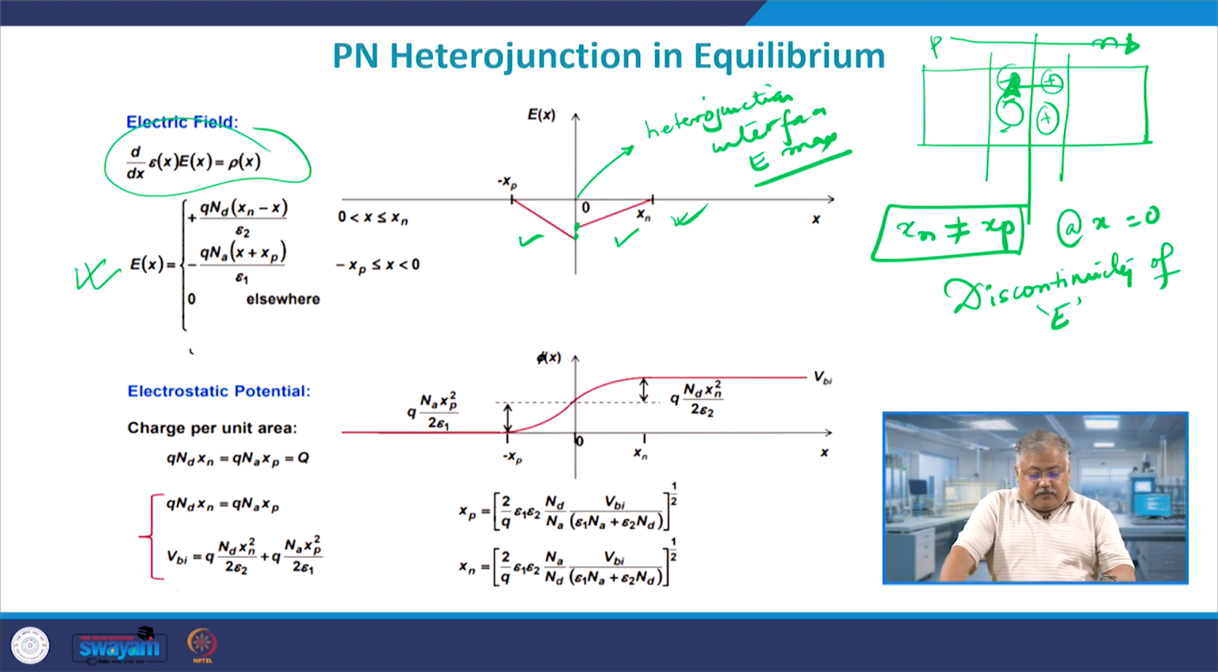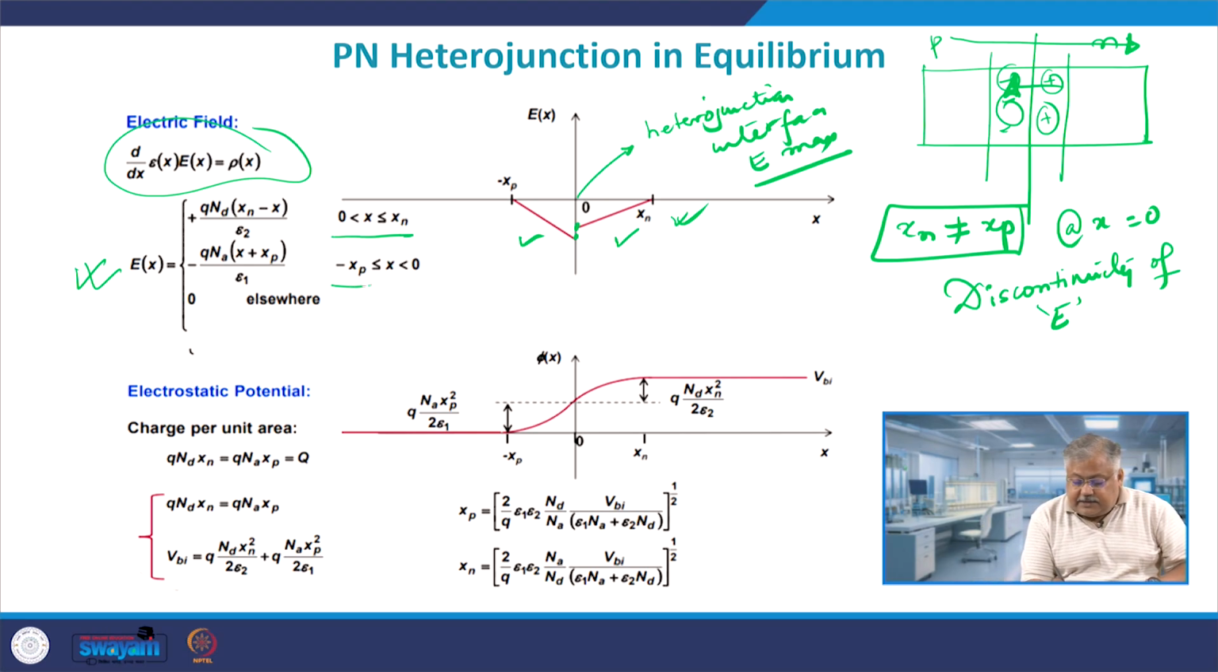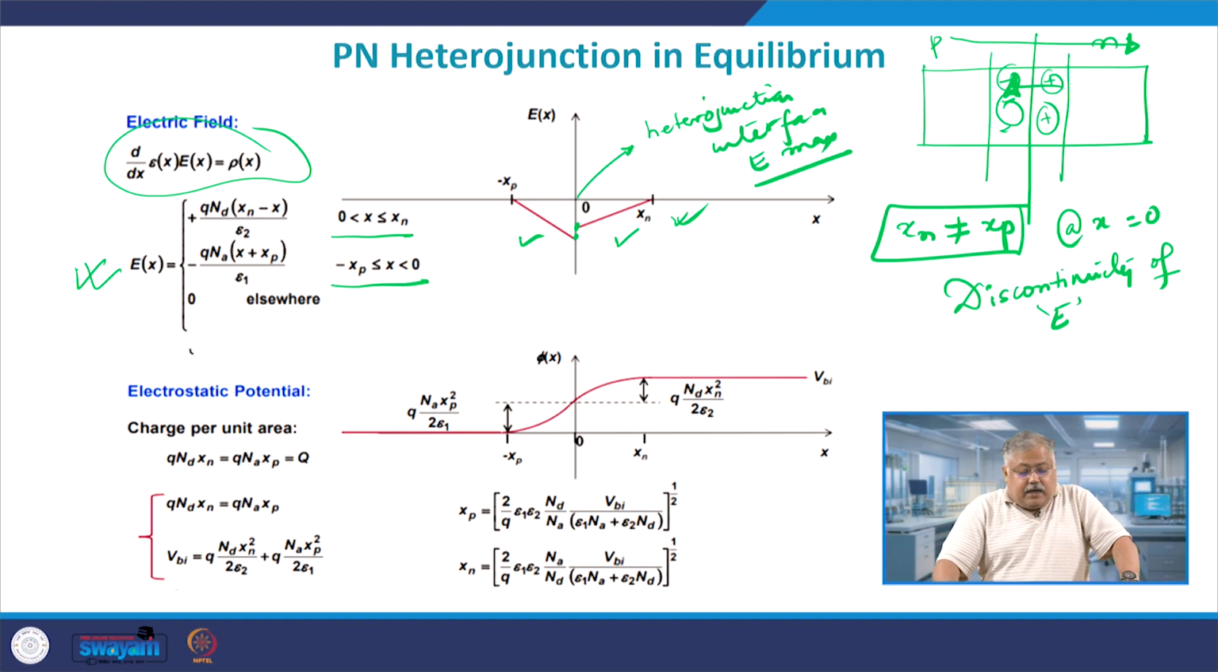And since xp is negative, I get a negative quantity in the output side, but the electric field is xn minus x. So you will get a negative electric field in this case also, right. This is for x between 0 to xn, and this is for x between minus xp to 0, and it is quite interesting, obviously depends upon the doping concentration on the n side and p side.